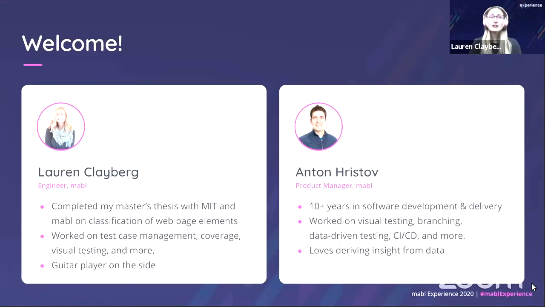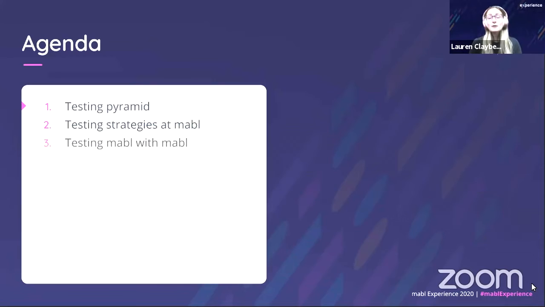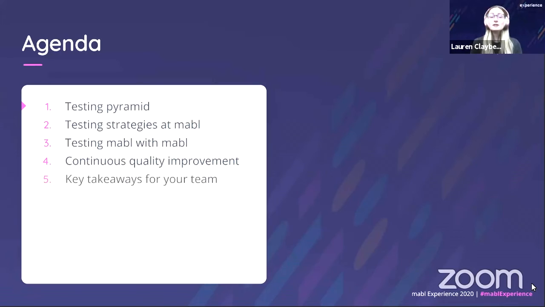So today we are going to be covering a lot of topics on the agenda. So the first is talking about the building blocks of a good test suite, also known as the testing pyramid. Then we're going to be talking about our testing strategies at mabl. We're going to dive deeper into actually testing mabl with mabl, and then talking about how we're always trying to be improving our product and testing quality. And then we're going to go into key takeaways for your team and then open it up for a Q&A.